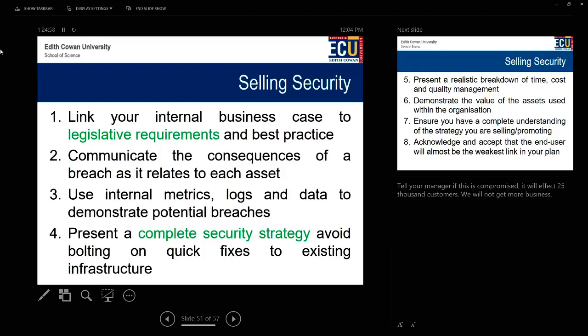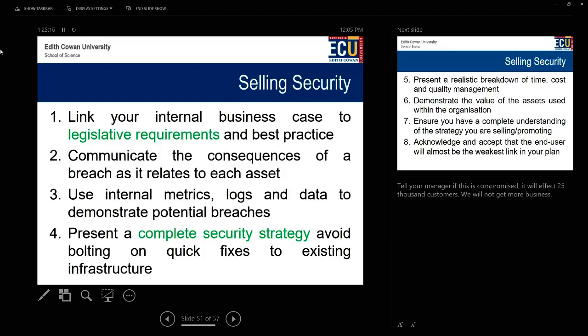Tell your manager if this is compromised, it will affect this much, 25,000 or 50,000 customer data, and if that happens, it is going to affect the goodwill, our market value, and nobody is going to come to us in the future.